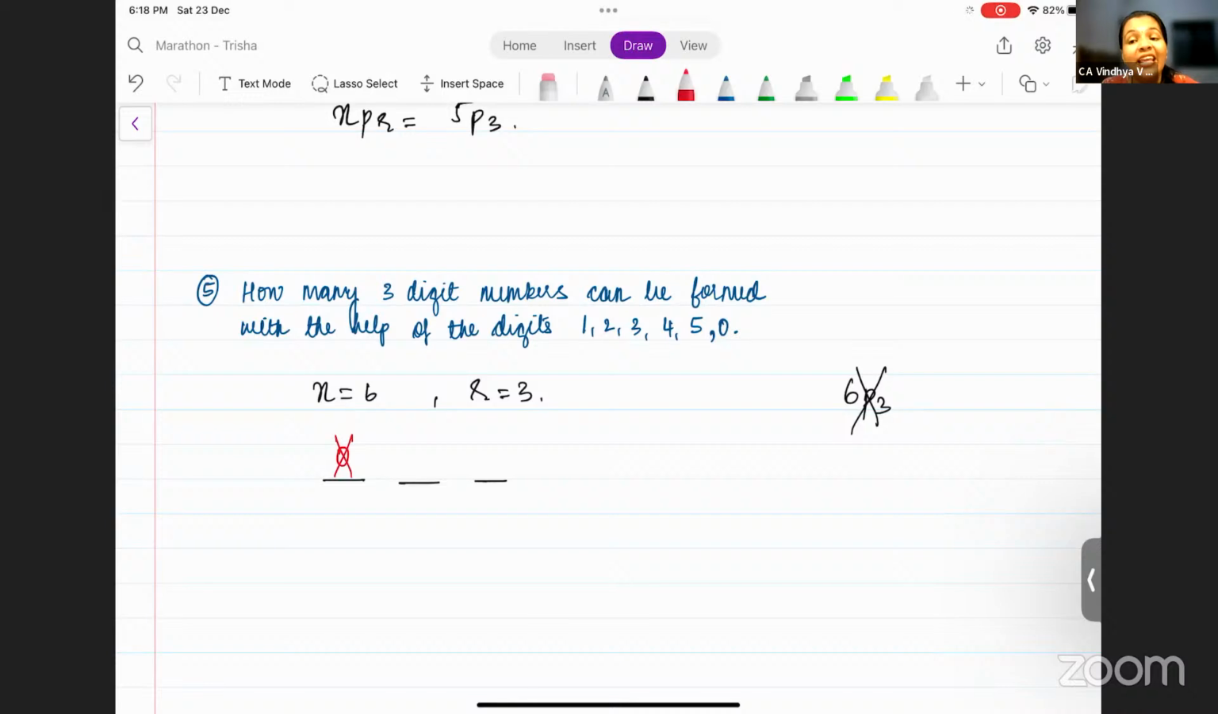So it can be any other number other than 0, which means there are 5 options. But 0 can occupy the tens place or the units place. Correct? So when you come to the tens place, you have 5 options again, which includes 0. And when you come to the units place, you have 4 options. So the answer is 5 into 5 into 4, 25 into 4 makes it 100. I hope these are clear.